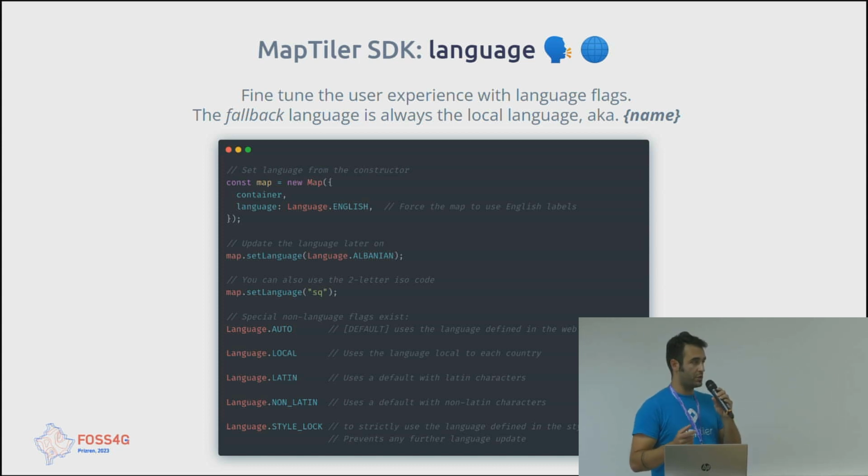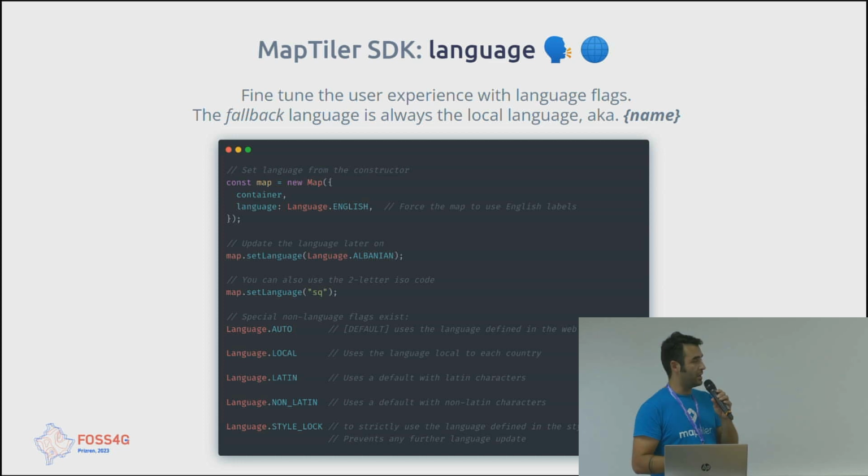You can use the shorthand language.albanian, or use an ISO code, the 2-letter ISO code, like SQ for Albanian, for example. And there are other tags or flags that are not exactly language, such as auto, local, Latin, non-Latin, or style lock. Auto, which is the default mode if you don't specify the language, is going to look into your web browser language setting and, if it's available, adapt the language to your settings. If you have multiple languages in your web browser, it's going to take the first that is available in the SDK, so that in the end, when you look at the map, you see it in your own language.